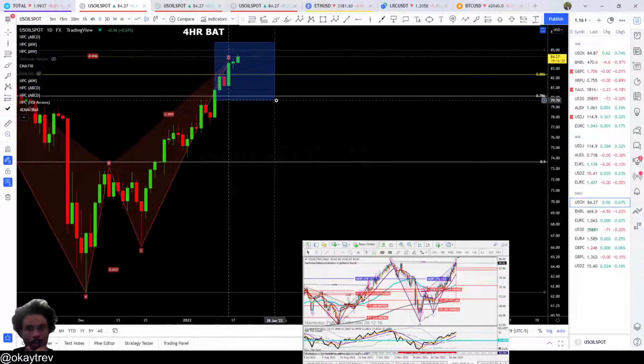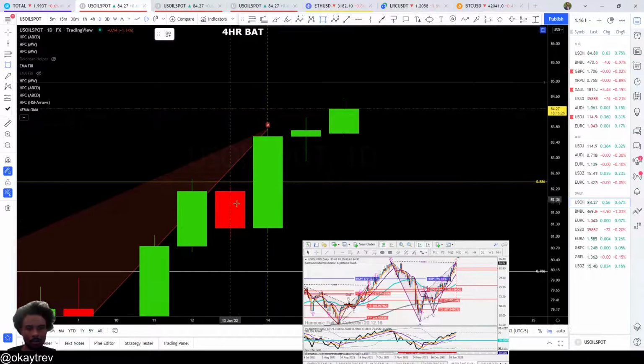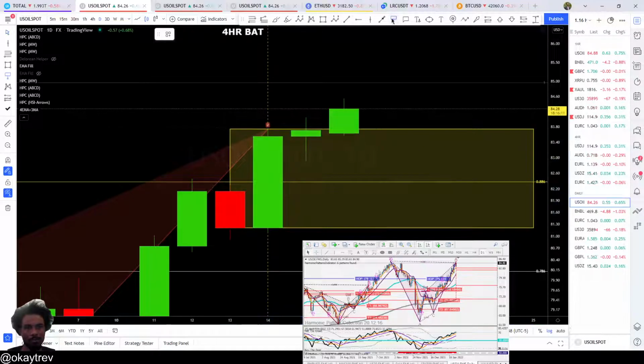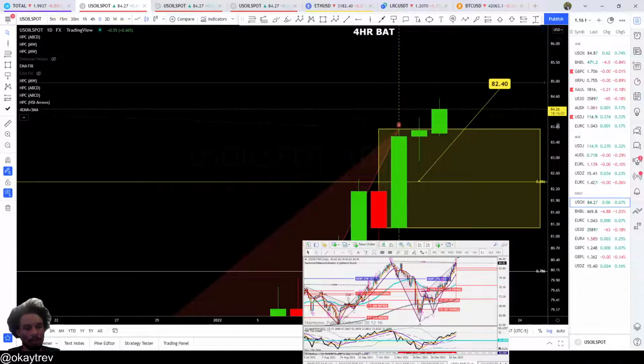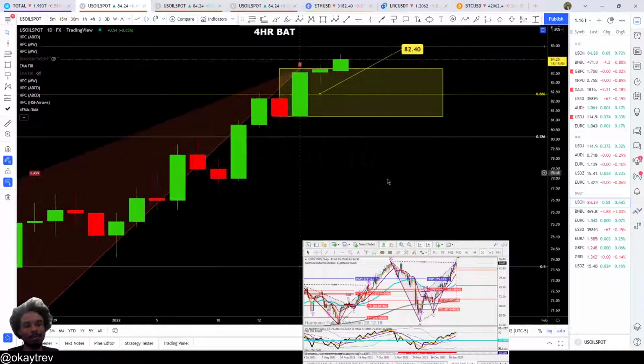With our terminal bar completing here. This is the bar that closed over the 886 right here. So I'm gonna draw my terminal bar from the low to the high, and extend it here. Also gonna mark this price point right at that 886 line. I see it came to 82.939. I'm gonna round it up to 82.40. So I see prices exceeding past, completing the bullish extension.